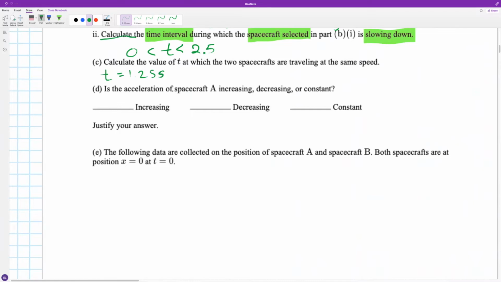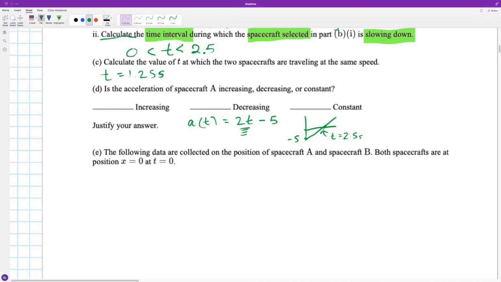Is the acceleration of spacecraft A increasing, decreasing, or constant? So here, it pays to have the acceleration as a function of time, which I believe we found to be 2t minus 5. So what's going on here as a function of time? Well, the acceleration is going to be decreasing initially. If we plot this, we start out at -5. And at some point, the acceleration is going to be 0. We found that out to be t equals 2.5 seconds.